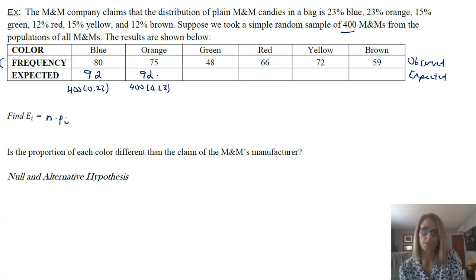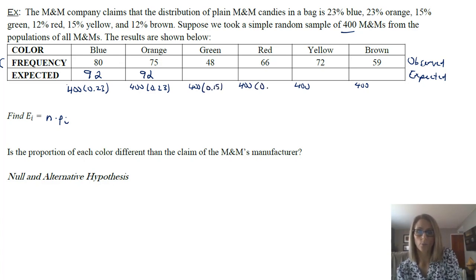And if you want, you can pause and come up with the other values. But each one is simply 400 times the percentage of how many should be in there. So 0.15, and red is 0.12, and yellow is another 0.15, and brown is 0.12. So we have a lot of the same numbers here. So we'll have 60 and 48 and 60 and 48.